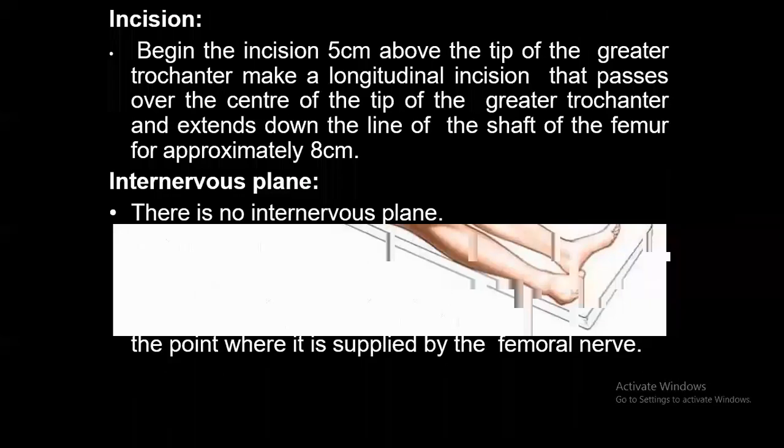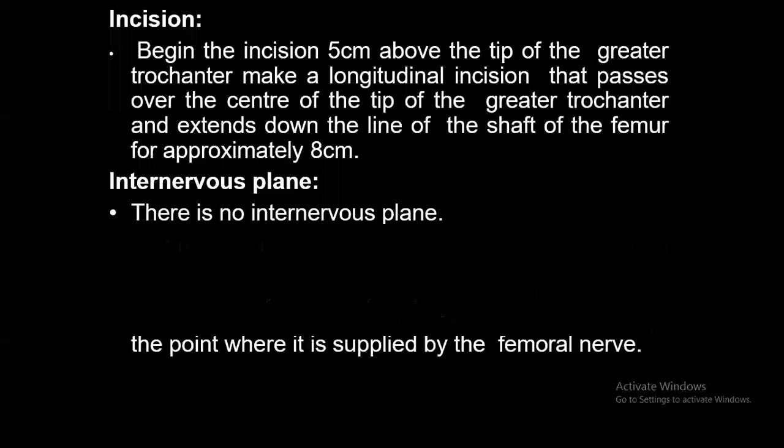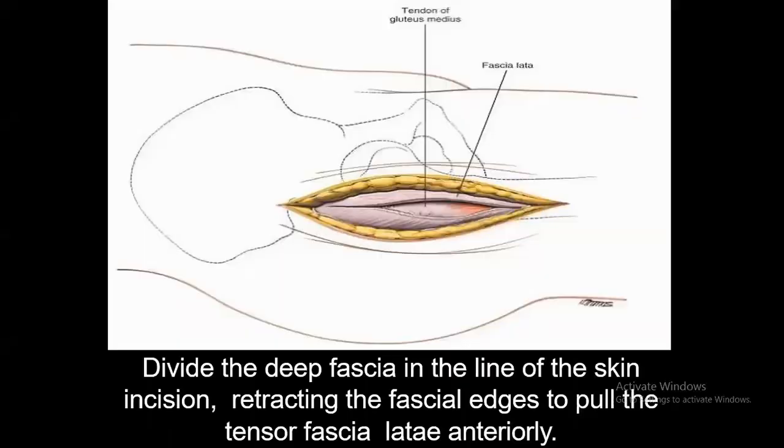Internervous plane: there is no true internervous plane. Split the gluteus medius muscle in its own line, distal to the point where the superior gluteal nerve supplies the muscle. The vastus lateralis muscle is also split in its own line, lateral to the point where it is supplied by the femoral nerve. This picture shows dividing the deep fascia in the line of the skin incision, and retracting the fascia to pull the tensor fasciae latae anteriorly.